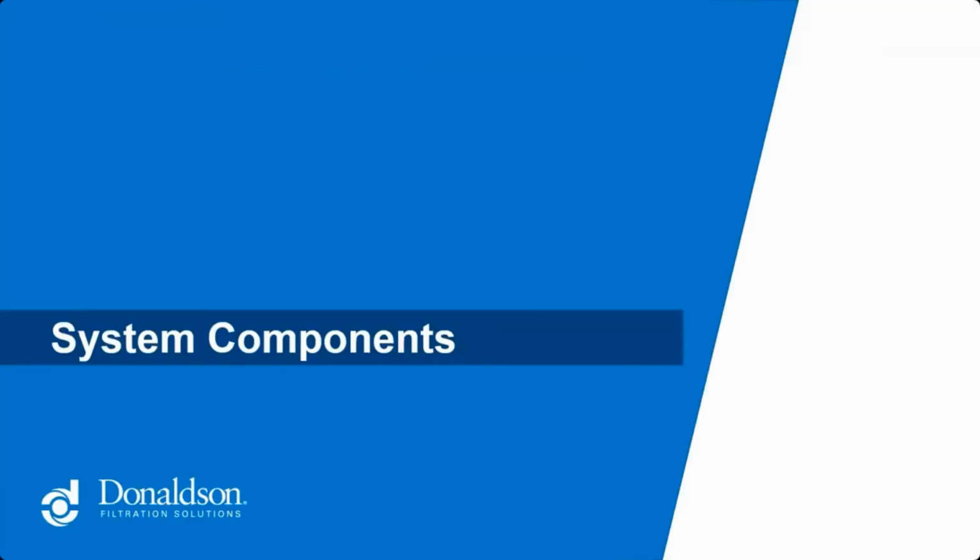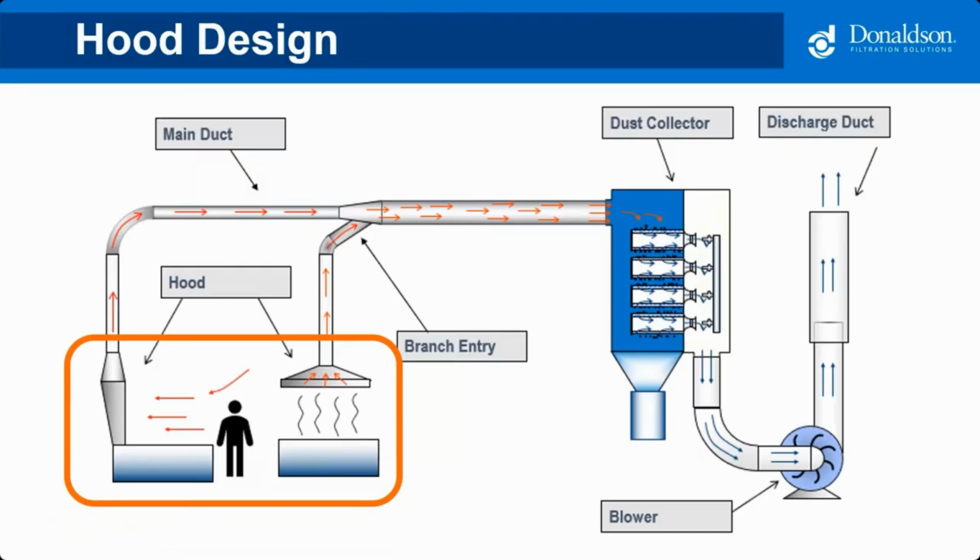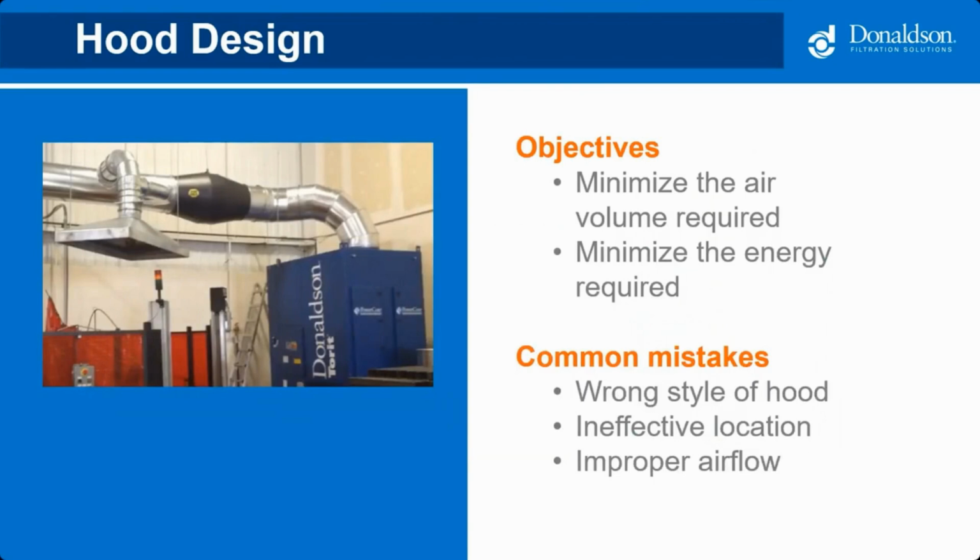Now let's get into the 4 main system components: hoods, ducts, collectors, and fans. A hood design is a critical component of a system design, which will allow for the collection of contaminant or fugitive dust. A well-designed hood is going to minimize the amount of airflow that's required to effectively capture and control the contaminant where it is released, while minimizing the energy required to do so. With this, when it comes to assessing an existing system, a few common mistakes I see are the wrong style of hood being used, the hood is not located in an effective position, or you have inadequate airflow at the hood.